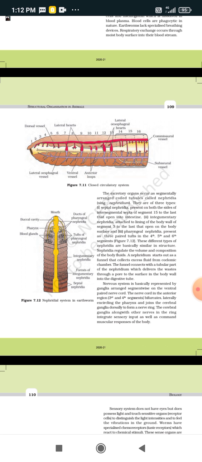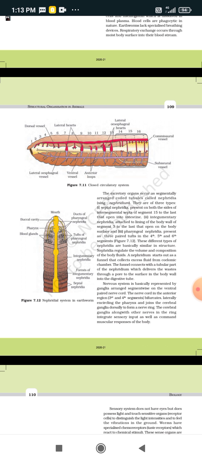These different types of nephridia are similar in structure. Nephridia regulate the volume and composition of the body fluid. So what is nephridia doing? It is maintaining the volume and the composition of the body fluid. A nephridium starts out as a funnel that collects excess fluid from the coelomic chambers.